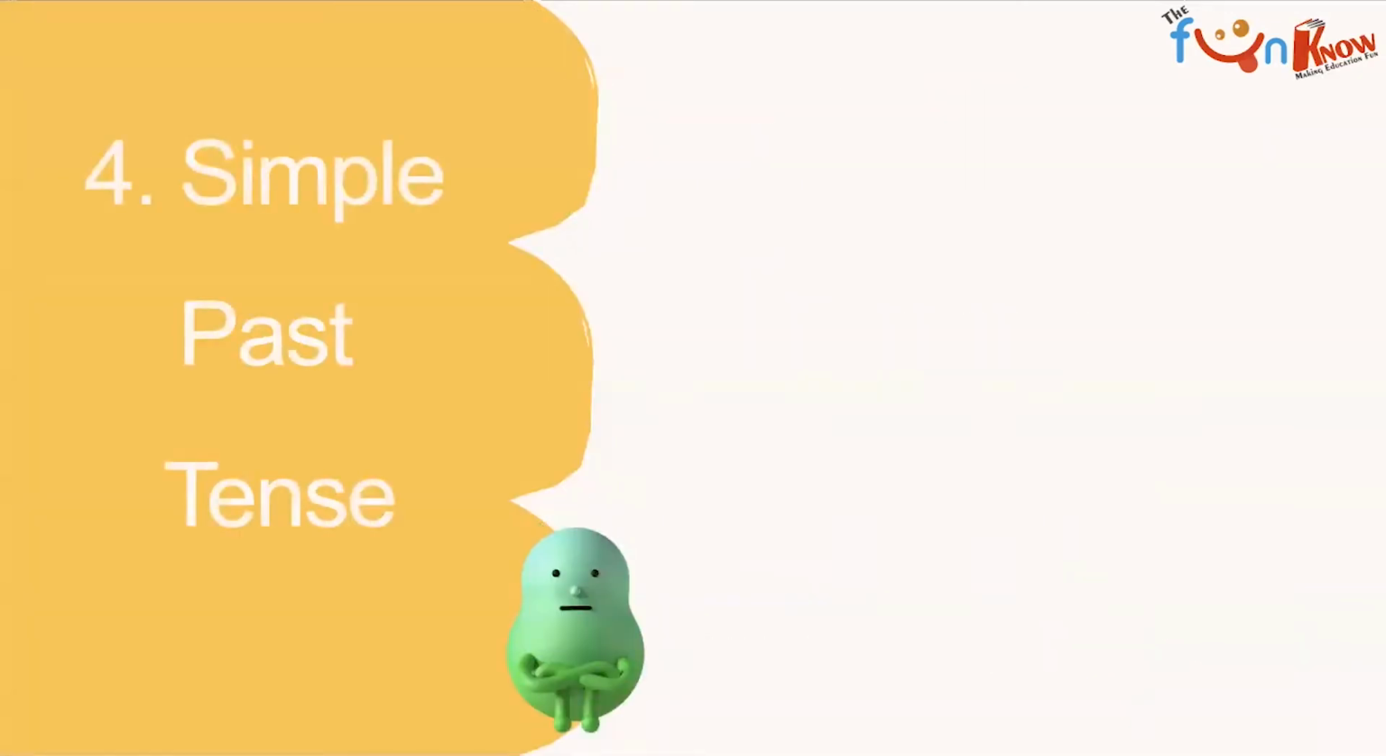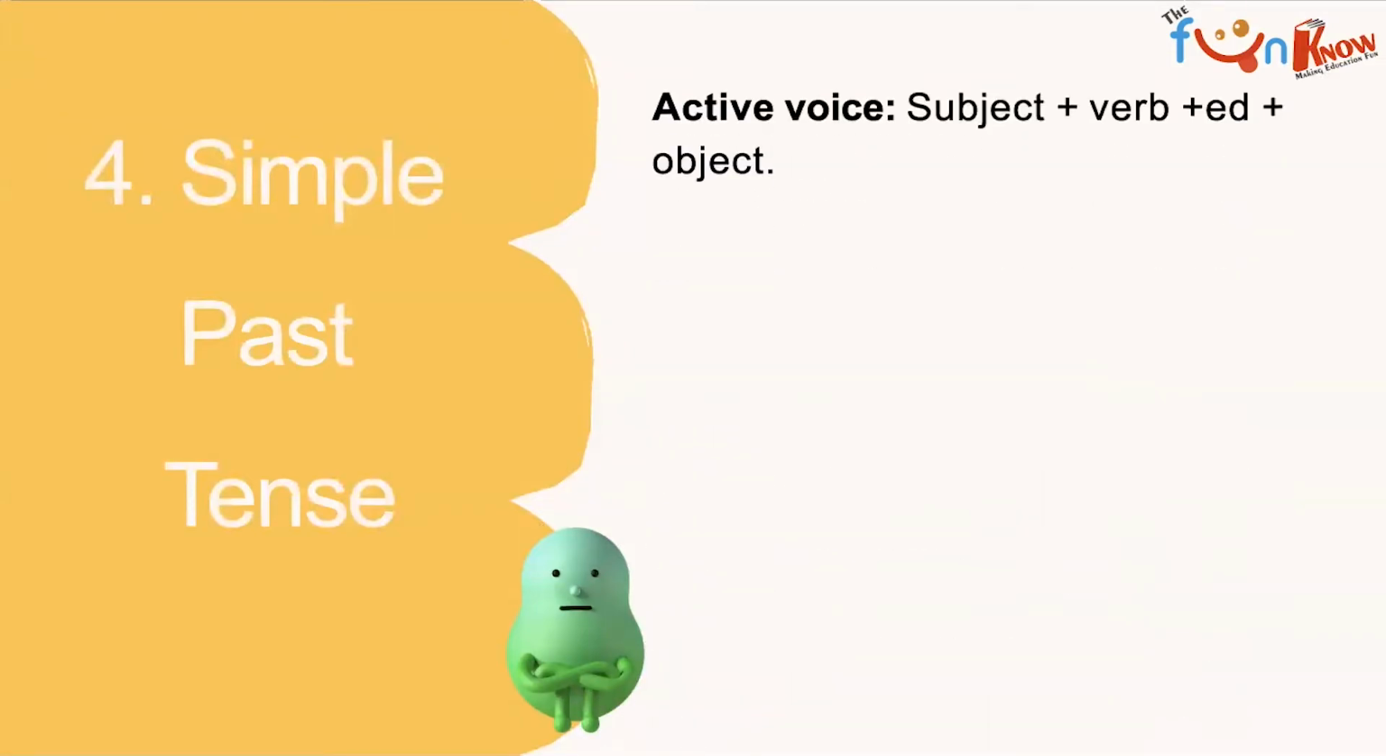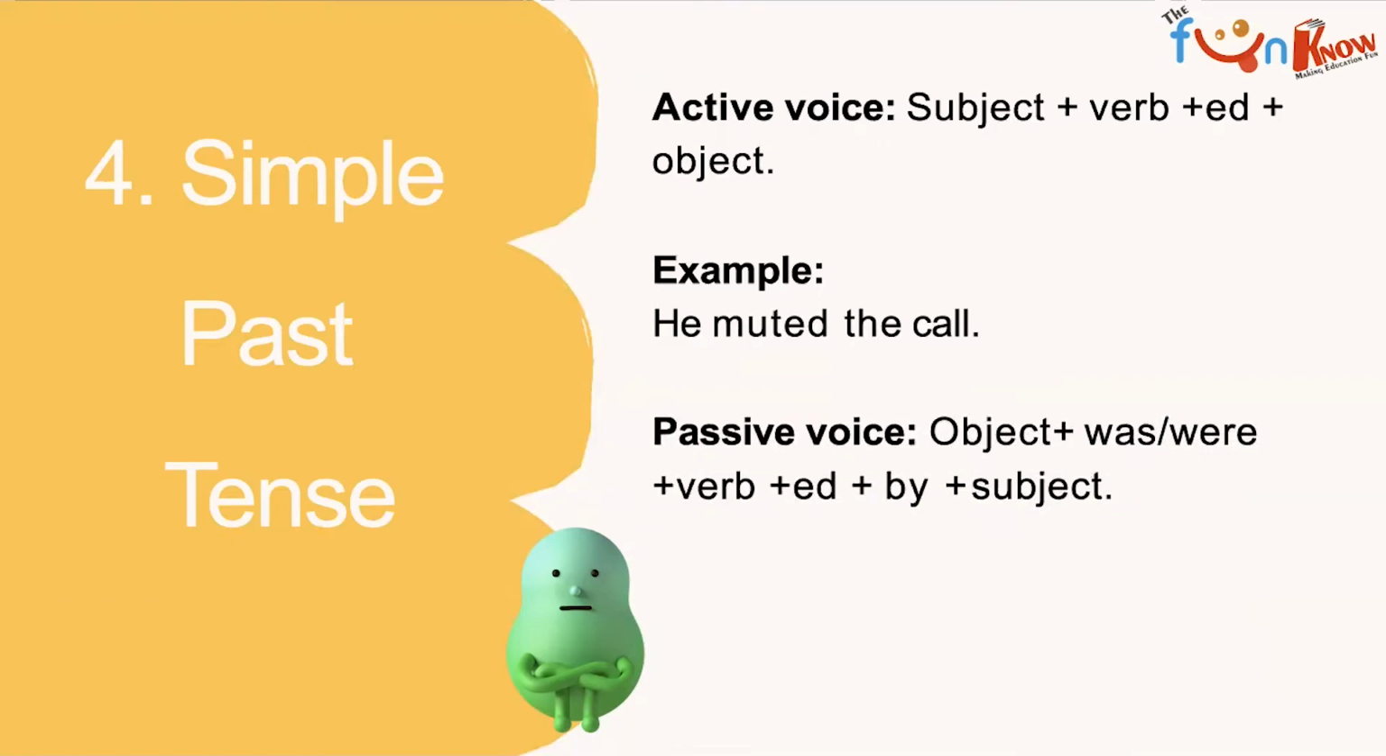The next type of tense is simple past tense. We construct a simple past tense active voice sentence using subject plus verb plus ed plus the object. Example, he muted the call. Now let's see how to construct a passive voice sentence. Object plus was or were plus verb plus ed plus by plus the subject. Now he muted the call becomes the call was muted by him.